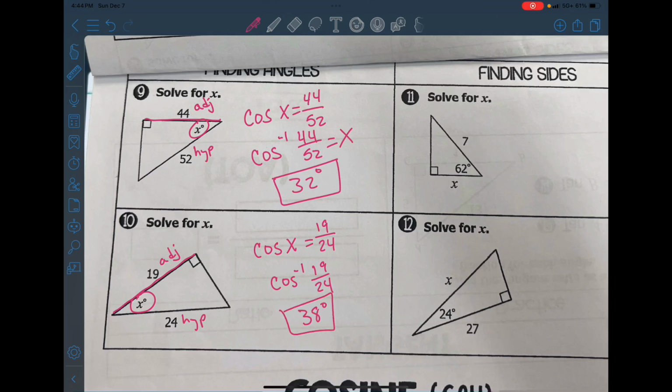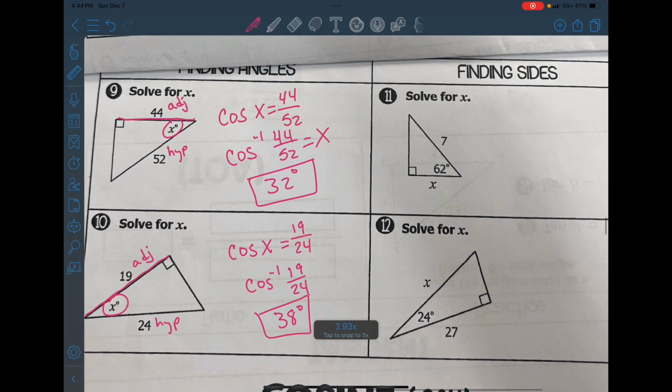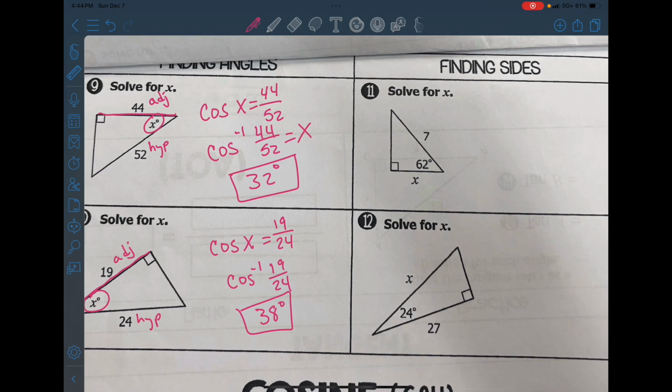So let's look at these. Finding the sides. We're not going to use the second button on those. That's only when we're finding degrees. And so what are we going to use? We're going to use sine or cosine. Well, we know we have our hypotenuse. This side touches that 62 degrees. So it is my adjacent. And so I know I have to use cosine now. So cosine of 62 equals adjacent over hypotenuse. And my hypotenuse is 7.